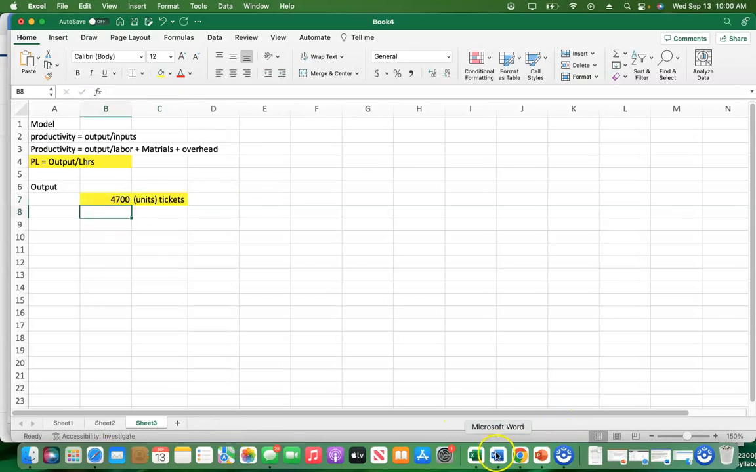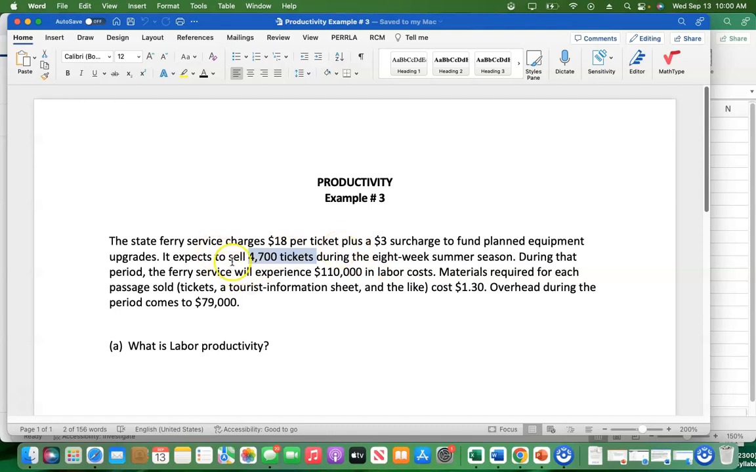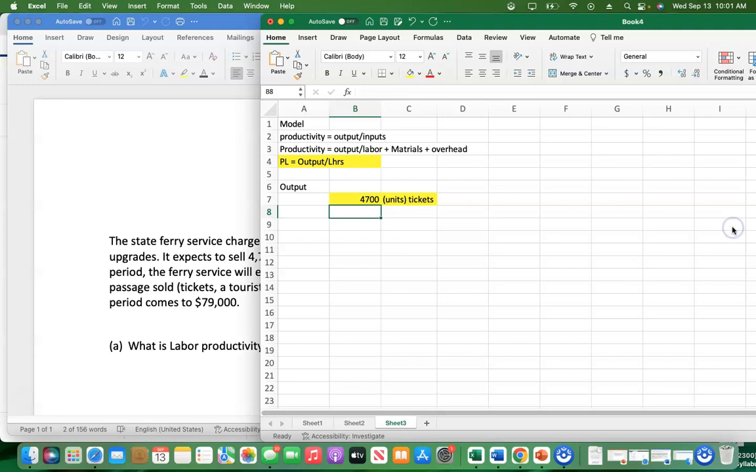And we are also told that each ticket is sold for $18 plus the $3 surcharge. So we're going to add that information here. And so I'm going to write $18, the price per ticket. And then we have $3 the surcharge per ticket. So let me write here to make this information a little clear.